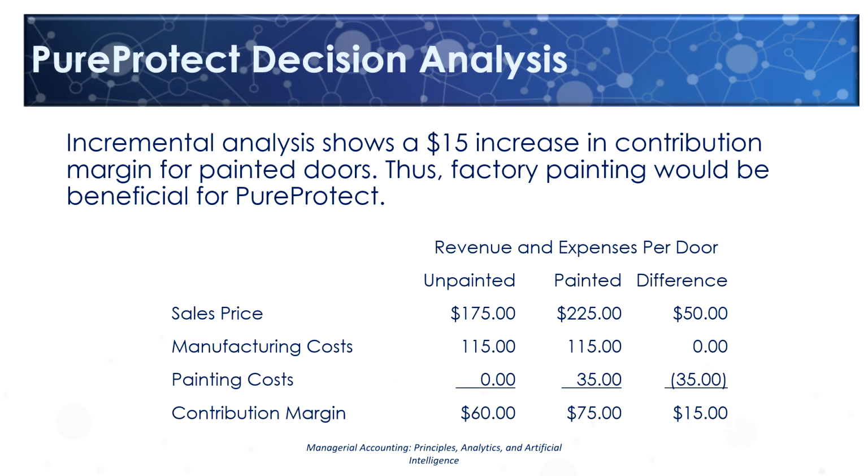Notice the outcomes of the decision to either paint or not paint the doors. The incremental analysis shows that an increase in sales price of $50 exists when PureProtect paints the doors. The painting costs $35, so the incremental increase in contribution margin is $15 for the painted doors.